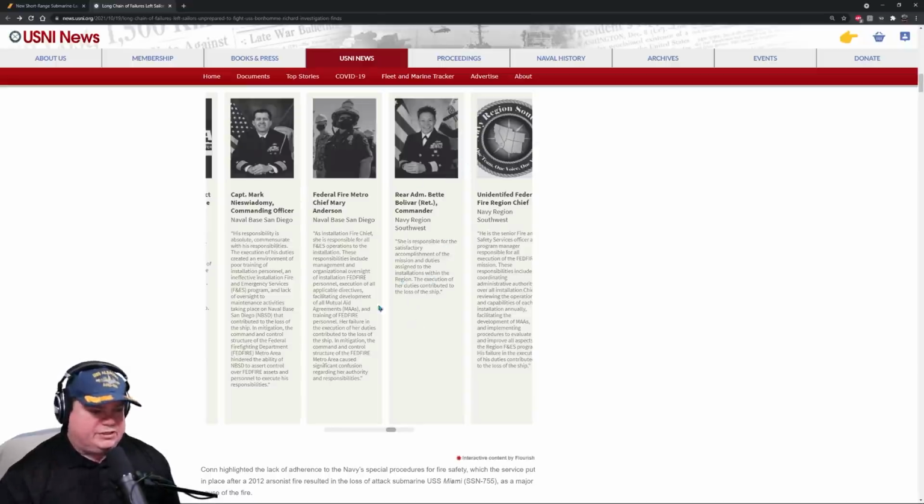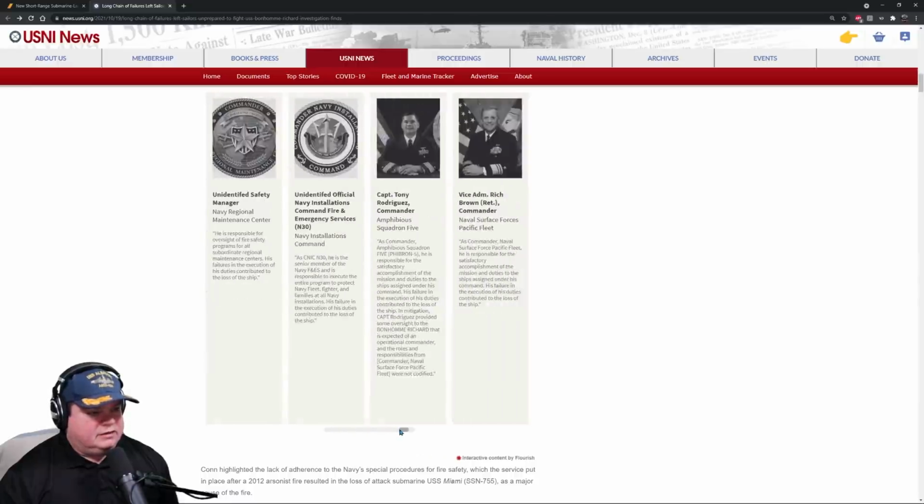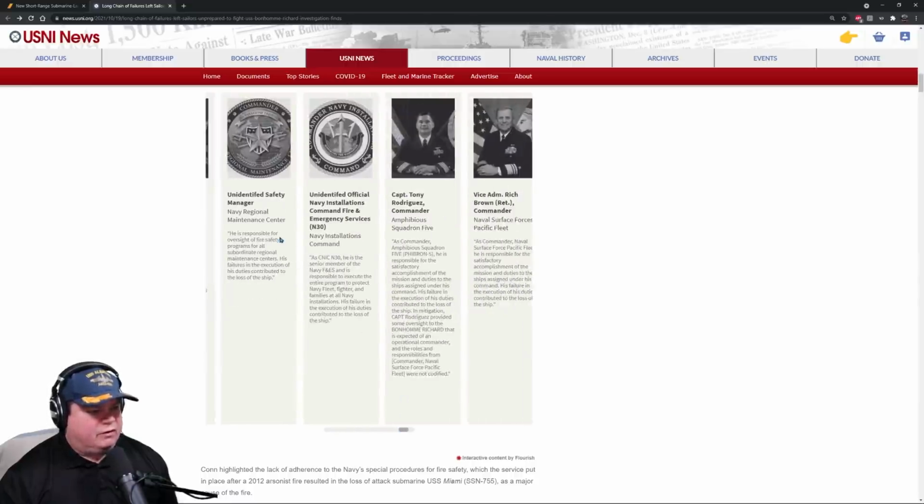From the investigation concerning Rear Admiral, retired, Bolivar: she is responsible for the satisfactory accomplishment of mission and duties assigned to the installation within the region. The execution of her duties contributed to the loss of the ship. Huh. Yeah, they're casting a wide net and everybody's going to jail. Look at this. Like, everybody's going away.